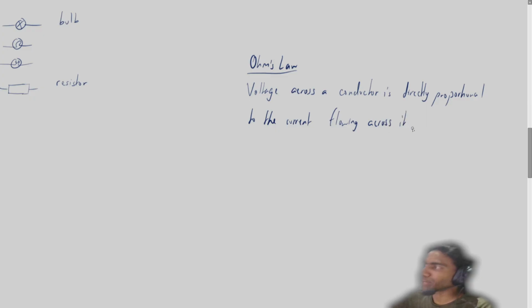In case you're wondering what that means, basically if you double the voltage in a wire, then you're also going to double the current. If you're doubling the current in a wire, then you're also going to double the voltage. If you halve the voltage, then the current will also be halved. That's what this law is saying.